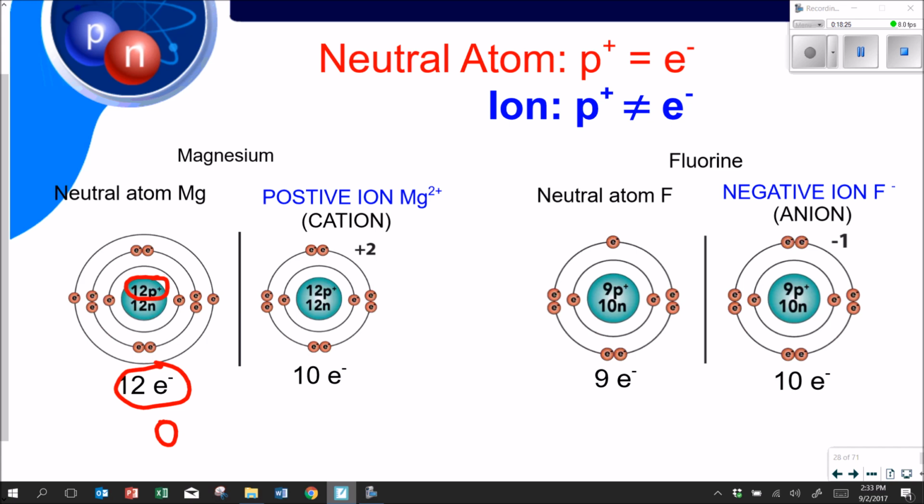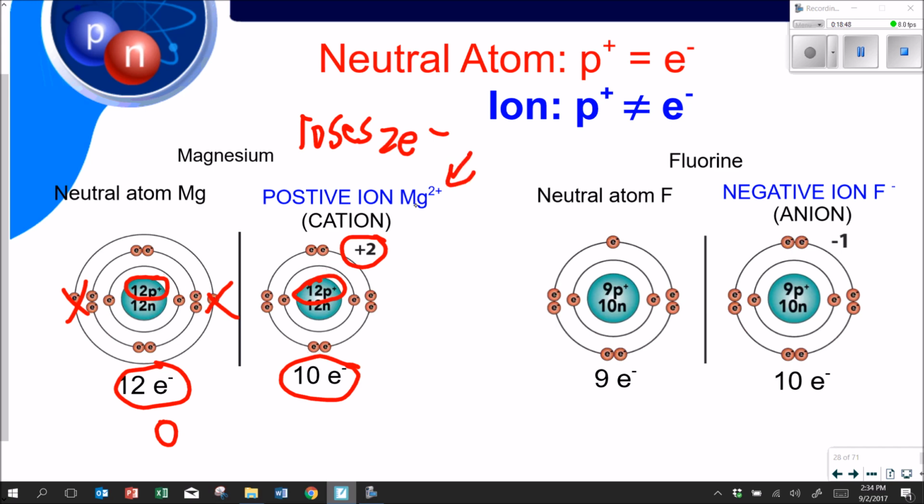Magnesium forms a positive ion by losing 2 electrons. So it loses 2 electrons, and now we have still 12 protons, but 10 electrons only. So we have an overall positive charge of +2, and this is how we write the magnesium ion, Mg with a 2+.